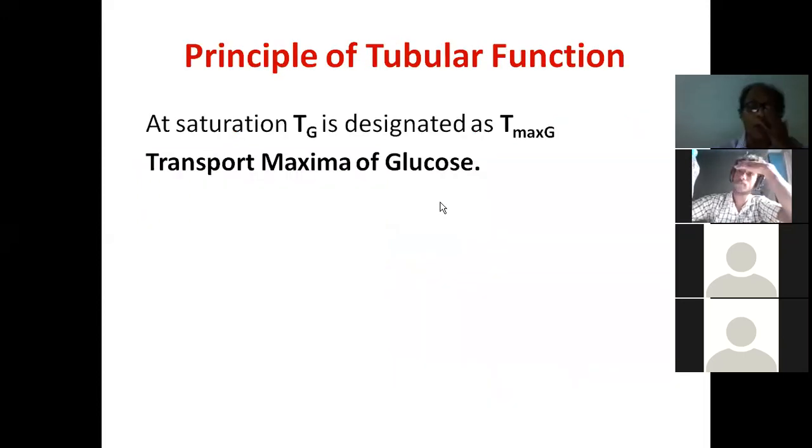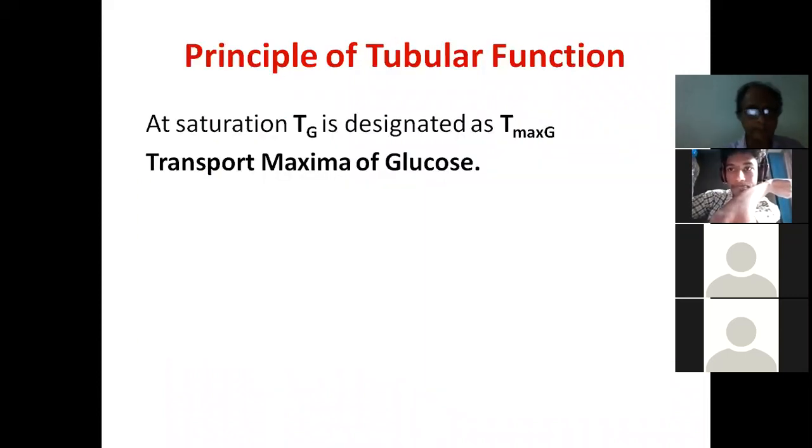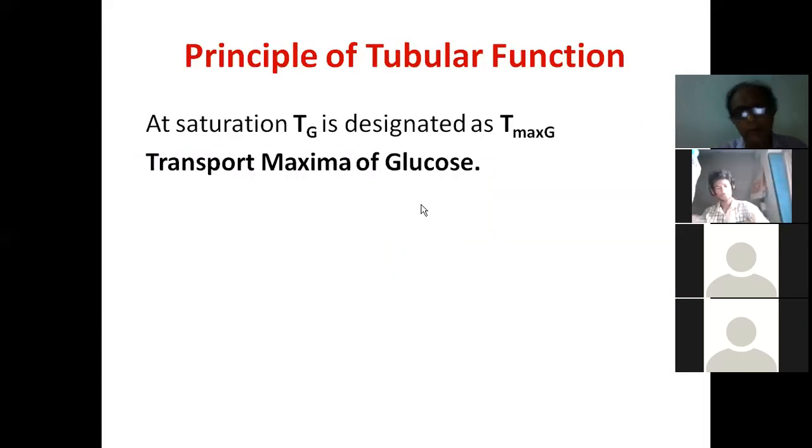J-max means maximum transport rate, and then it will achieve a state known as saturation. So in case of any carrier-mediated transport, we see saturation. This is the saturation part which happens. The same thing happens in the tubular lumen also. Now this saturation for glucose is designated as T max G. Earlier it was shown as J max. In the tubule, we call it T max. T max means transport maxima of glucose.